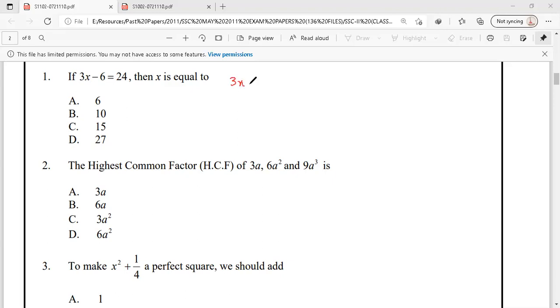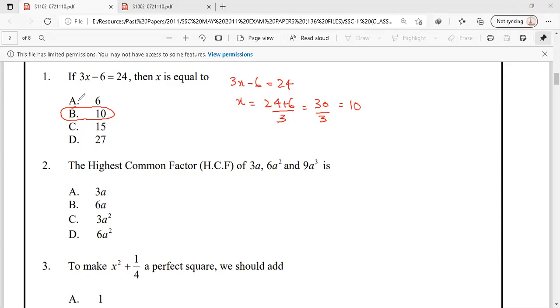So 3x minus 6 equals 24. So the value of x will be equal to 24 plus 6 divided by 3. That will be equal to 30 over 3 equals 10. So the correct answer for question number 1 is option B.